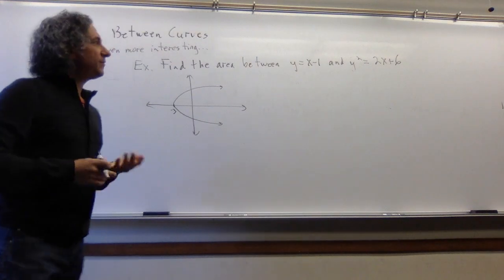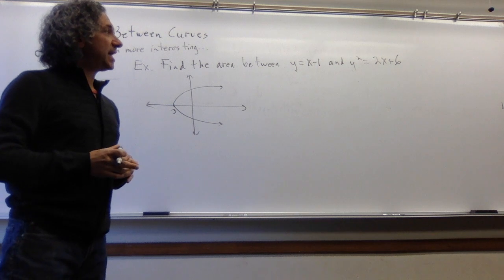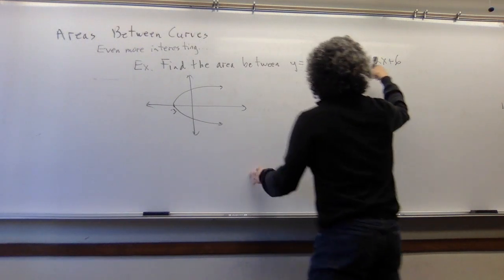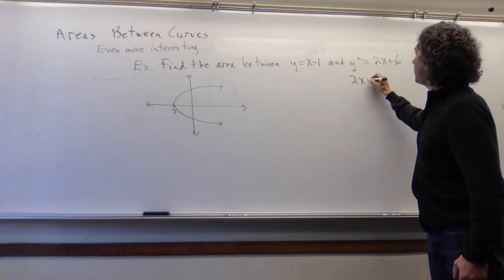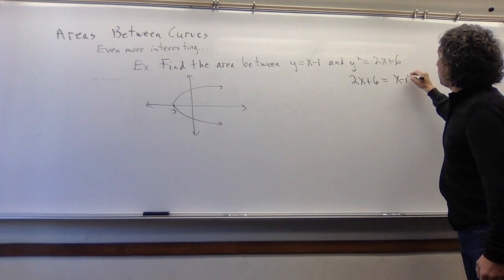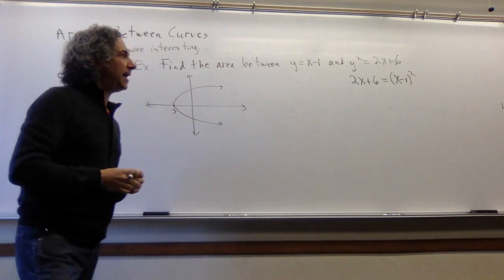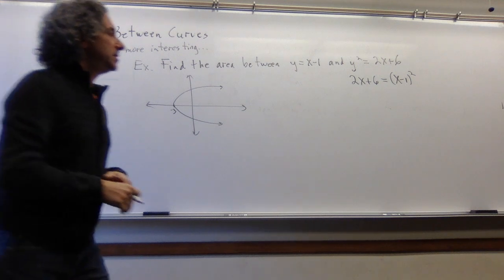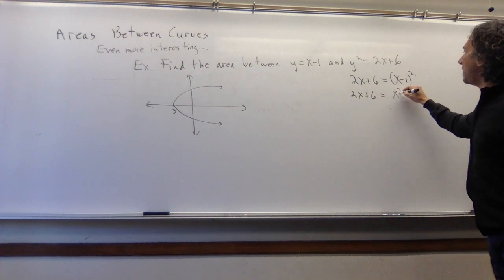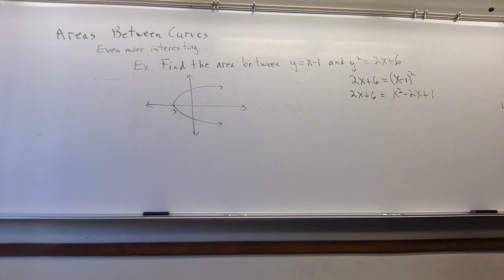Well, in general, whenever you want to find out where 2 functions intersect, you set them equal to each other. So in particular, I've got y squared equals 2x plus 6. So I could say, okay, 2x plus 6 is going to equal x minus 1 squared. That will give me the x coordinate where those 2 guys intersect. So in other words, 2x plus 6 equals x squared minus 2x plus 1. I just expanded that.